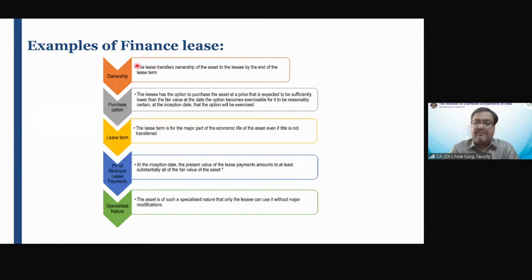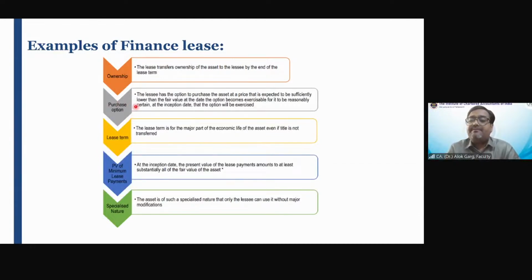Ownership: the lease transfers ownership of the asset to the lessee by the end of the lease term. One of the indicators is if the lessor and lessee have entered into an agreement with a clause which says that the ownership will be transferred at the end of the lease term. So this is an indicator of a finance lease. It means the risk and reward will be substantially transferred to the lessee. It is the lessee who is using the asset. Once the lease term expires, the asset will be transferred in the name of the lessee.